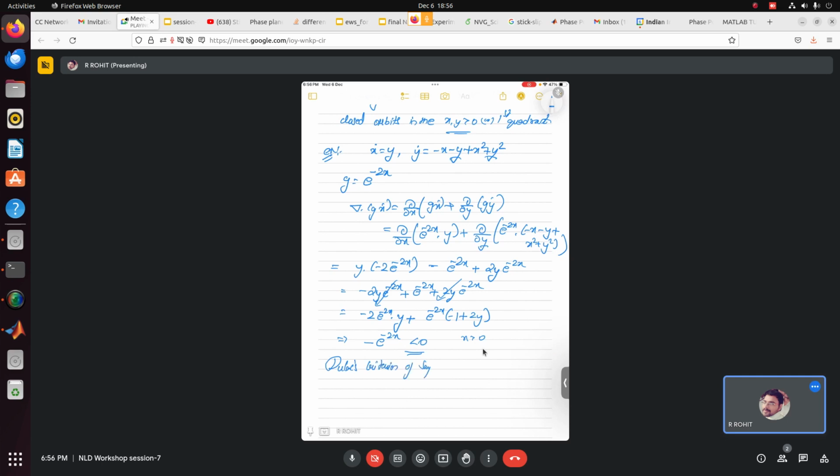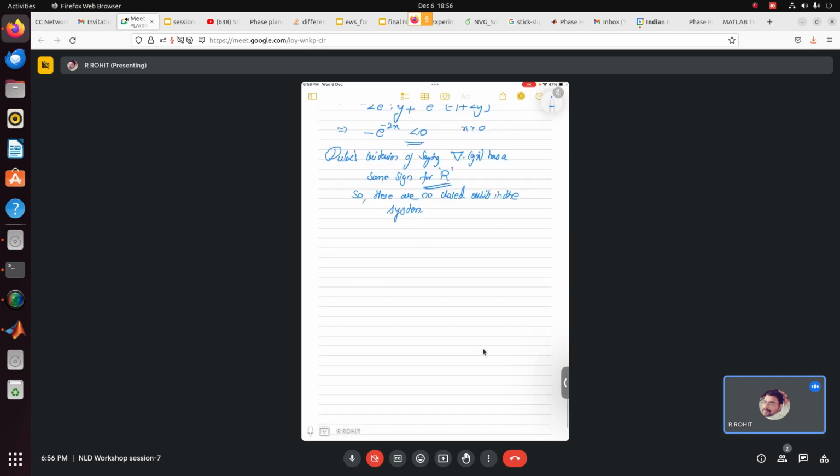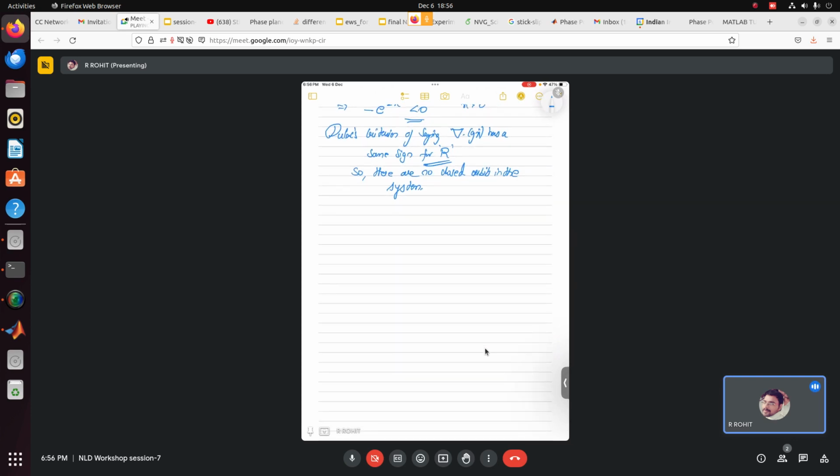of saying ∇·(g ẋ) has the same sign for a given region R. So we can say that there are no closed orbits in the system.